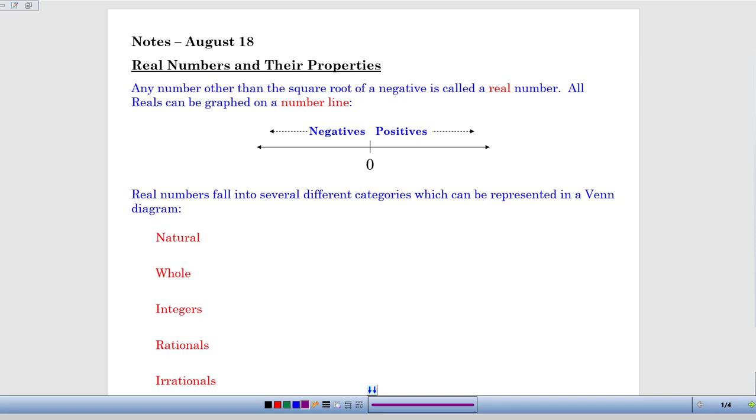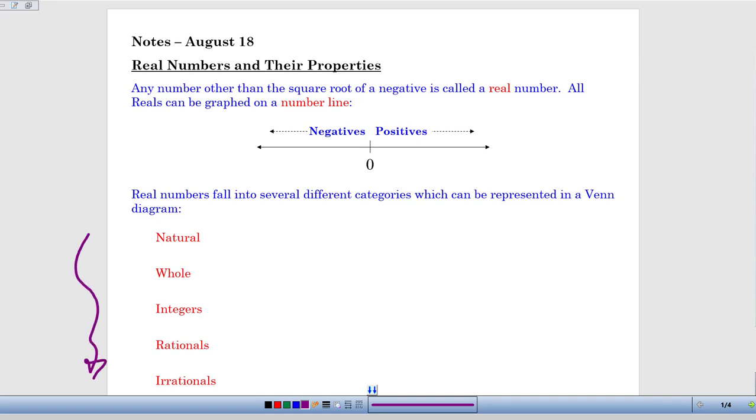And so when we talk about real numbers, that implies there are imaginary numbers, which we will study later on in the year. Those are a real thing, and those are square roots of negative numbers. But again, for now, we're just dealing with real numbers. And so we want to investigate the different categories into which we can divide real numbers. We see those categories listed in front of us below here.